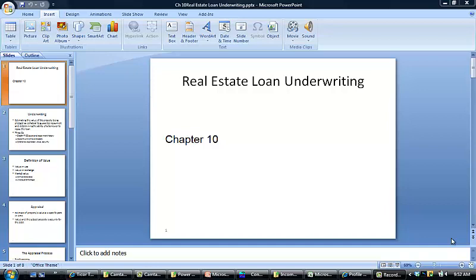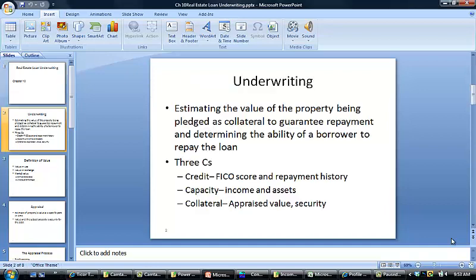Because a lender will only lend on the appraised value or sales price, whichever is less. So if you have a sales price of $300,000, but the appraisal comes in at $250,000, then somebody has to make up that difference. The lender is going to treat the value of that property as the $250,000 of the appraised value.